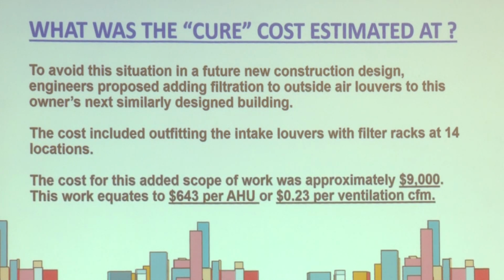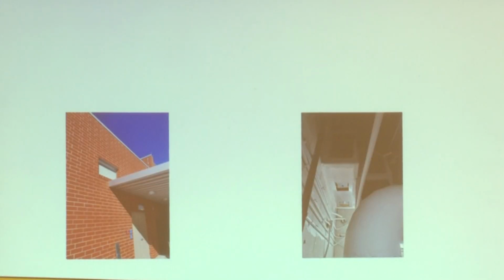But the easy solution is to figure out how to add the outdoor air filtration. And we can do that at a very reasonable cost. And what happened is this owner decided in their next project that they would actually put filtration in the outside air before the airflow monitor. And so we're doing it on a project that's just like that. And we figured out that it would cost approximately $9,000, which is $643 per air handler or $0.23 per ventilation CFM. That's just not that much money, right? It's just not that much money.